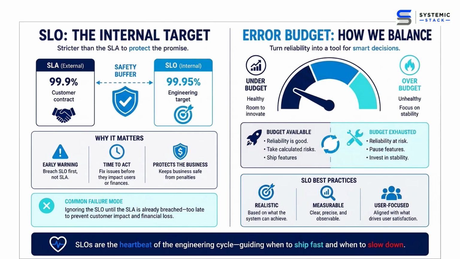This leads us to one of the most important concepts in modern engineering, the error budget. If you meet your SLO, you have credit to take risks and ship new features. If you burn through that budget because of outages, you stop and focus on stability. A common failure mode is ignoring the SLO until the SLA is already breached. In an interview, you'll want to emphasize that SLOs are the heartbeat of the dev cycle. They tell the team when they are moving too fast and when they have room to experiment, keeping the system healthy before the lawyers have to get involved.